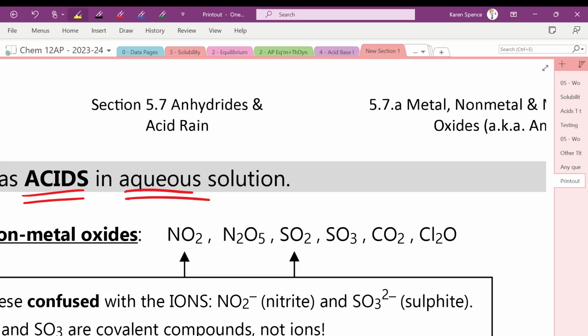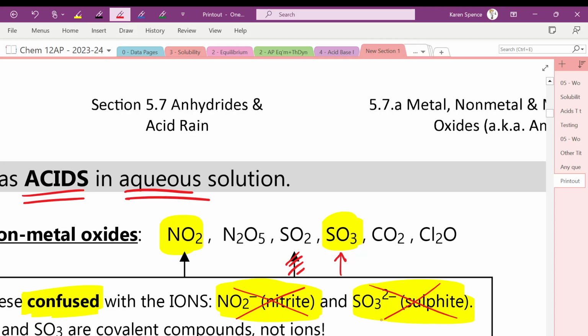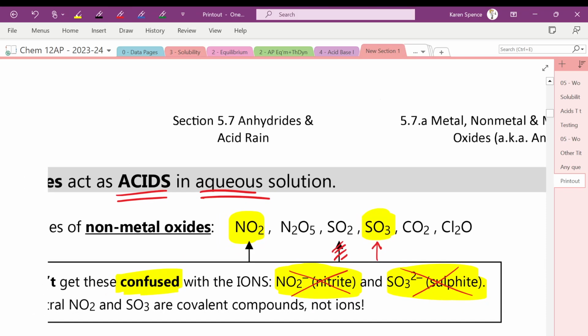Now make sure you do not confuse NO2 with nitrite, because those are easily confused. They are not the same. We're not dealing with nitrite. We're dealing with neutral NO2, not NO2 minus. We are dealing with SO3, neutral, not SO3 2 minus sulfite. So don't think that you have nitrite or sulfite, you have the neutral molecules.